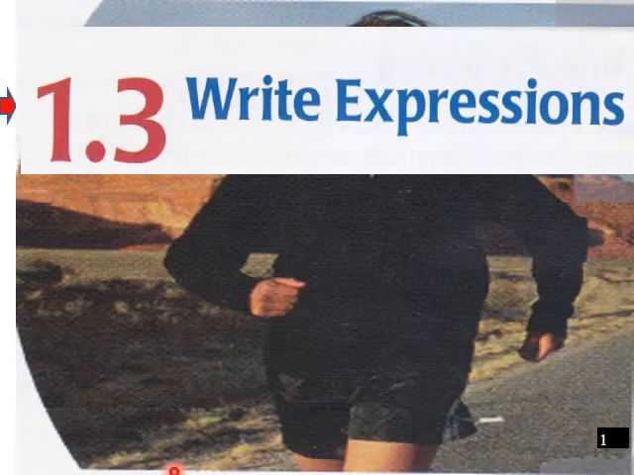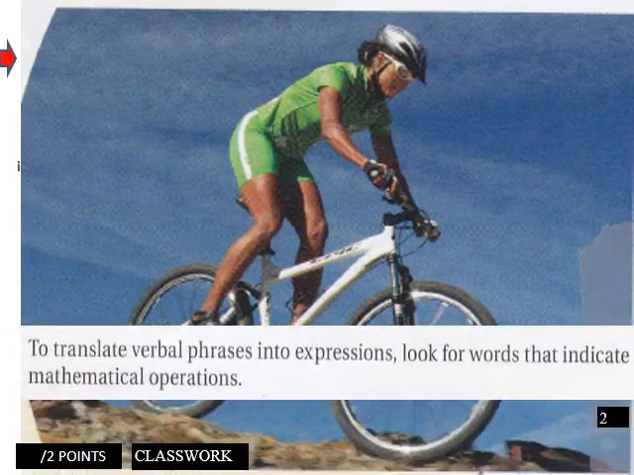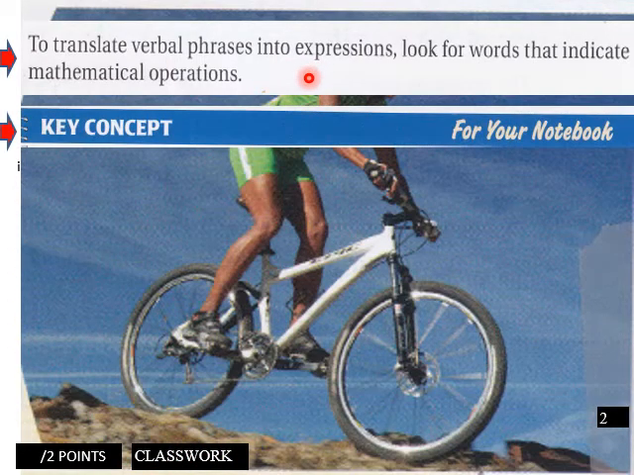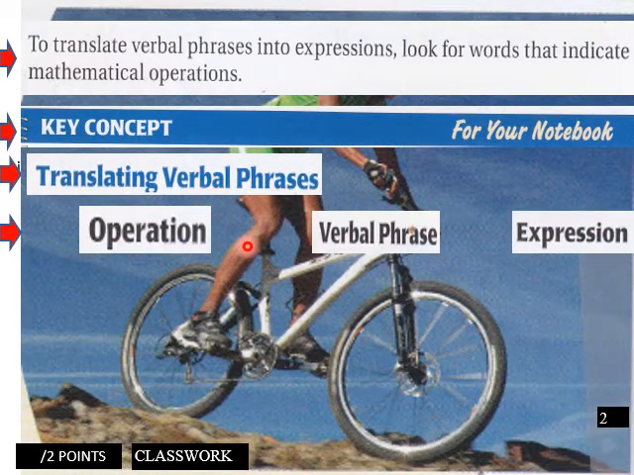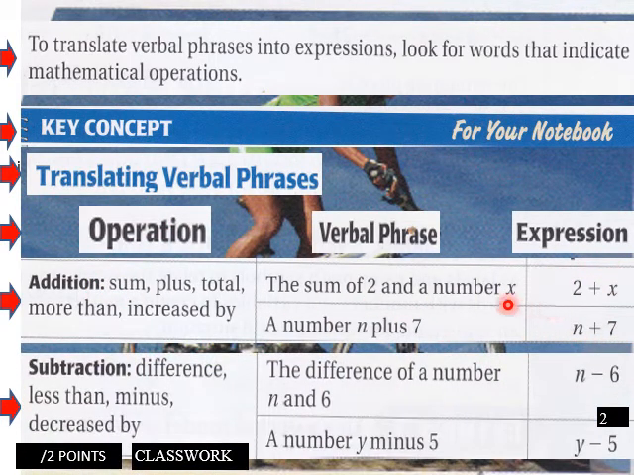Okay, so write expressions. You evaluate expressions. You'll translate verbal phrases into expressions. To translate verbal phrases, now this is your classwork, students, look for words that indicate mathematical operations. So translating verbal phrases here: operation, verbal phrase, and then expression. Addition is sum, plus, total, more than, increased by. The verbal phrase would be sum of 2 and a number x, a number n plus 7. That would mean addition, and then here would be the mathematical expression that would symbolize that.